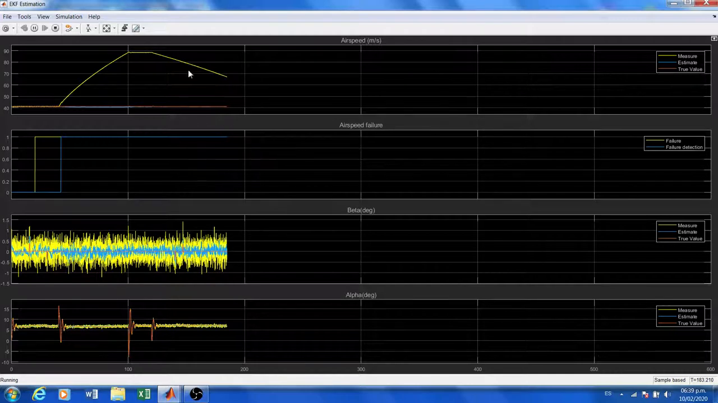Because the aircraft is in the descent, the static pressure is reducing. So right now, when we get to the same altitude, the yellow line will match the true value, the red line in the airspeed. That's why they are joining, because the aircraft is descending. Let's see here in this graph.